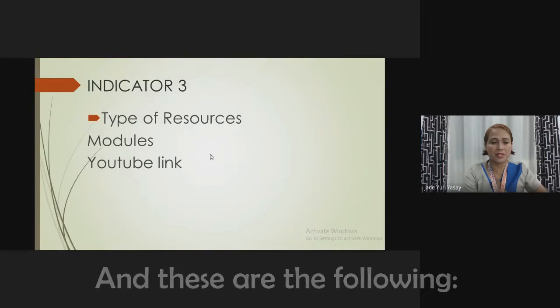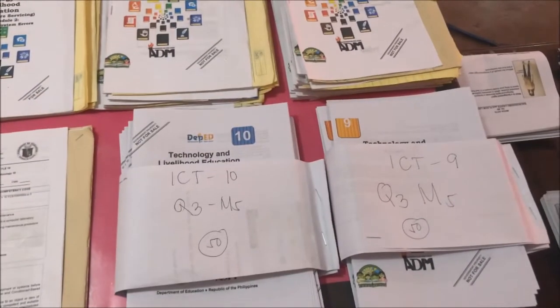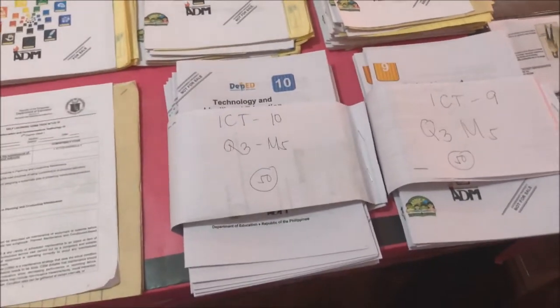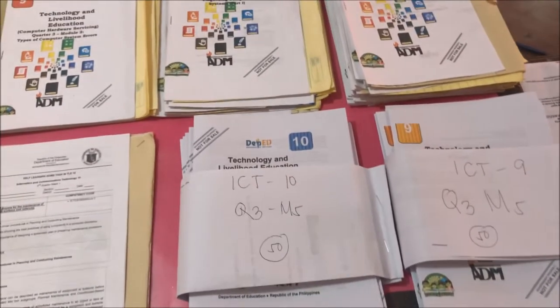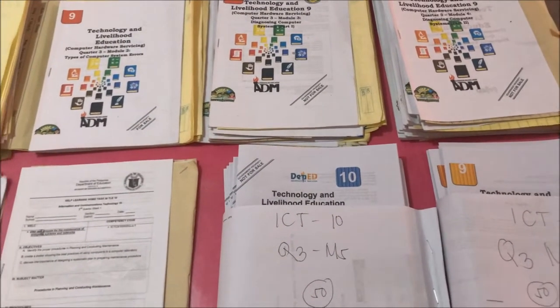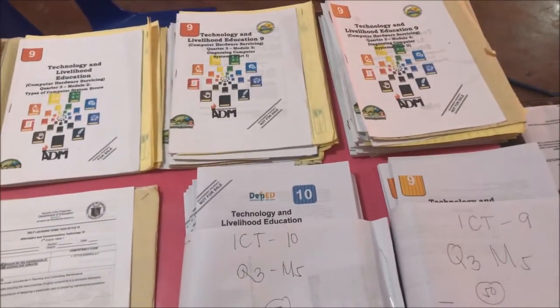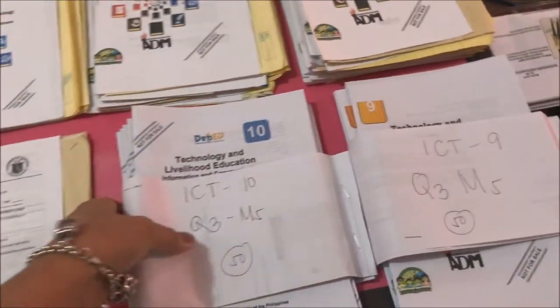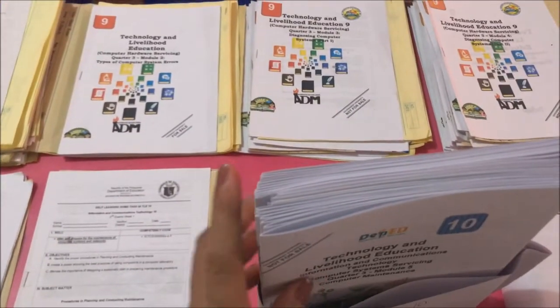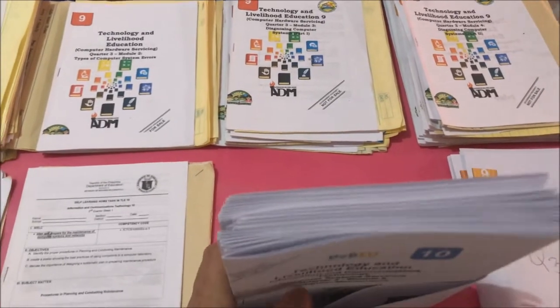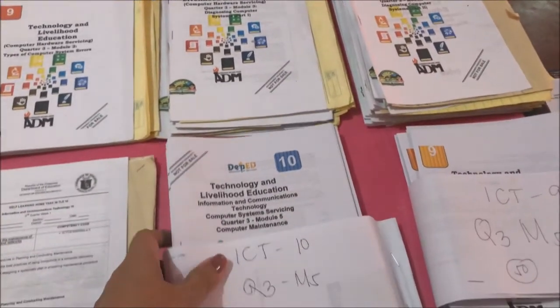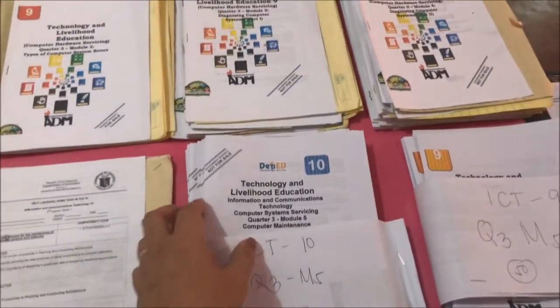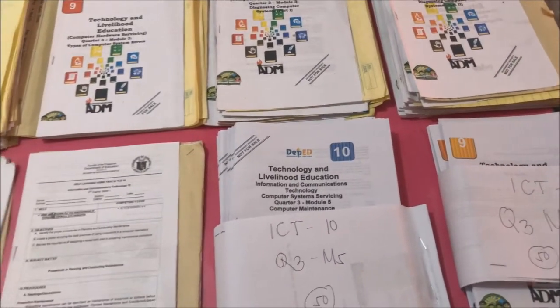Hello, good morning. Today is Monday. So these are the modules that I retrieved and I distributed also, but there were many left because students were not coming last Friday. So I guess they will come today and also tomorrow.